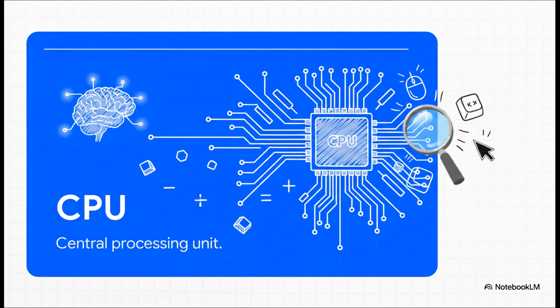And sitting right there, in the heart of the motherboard, is the CPU, the central processing unit. This is without a doubt the brain of the whole operation. Every single click you make, every letter you type, it all gets processed right here. This thing is constantly performing millions, sometimes even billions of calculations every single second, just executing the software's instructions.